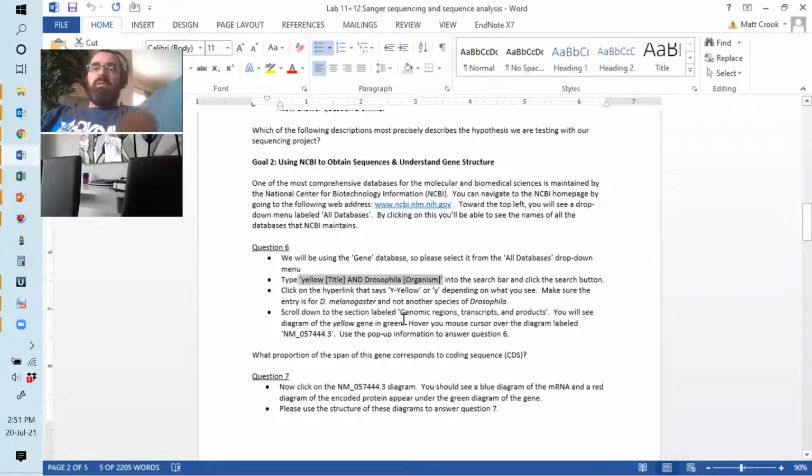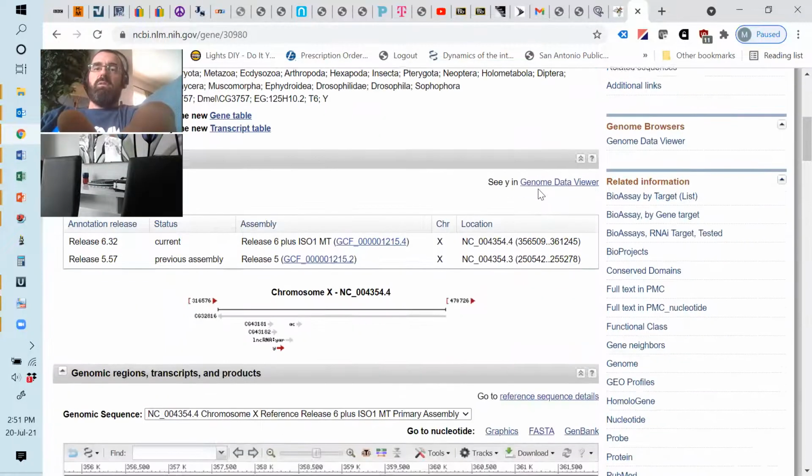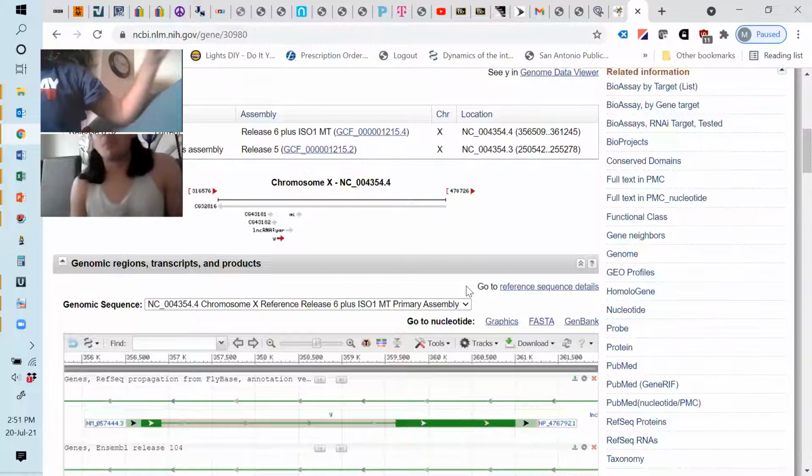So, there you go. It says D. melanogaster. It's really important. Now we're going to go down to a section that says genomic regions, transcripts, and products. So we're going to go down. This is the area that we want. Let's just wait for Robert to come back. Oh, there he is.